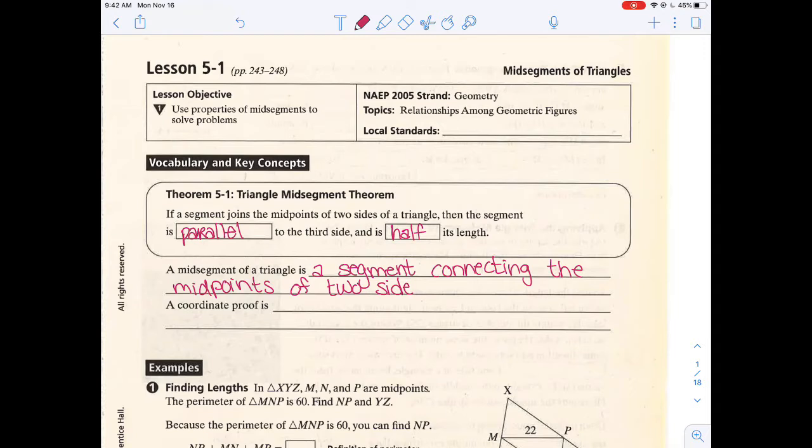A coordinate proof, which we won't go into a lot of detail on this, but it's a form of proof using coordinate geometry and algebra. Now, the reason they bring this up in this chapter is because you can use coordinate proofs to prove the midsegment theorem. So they set up the triangle perfectly on a coordinate plane, and then they go about proving things for it.